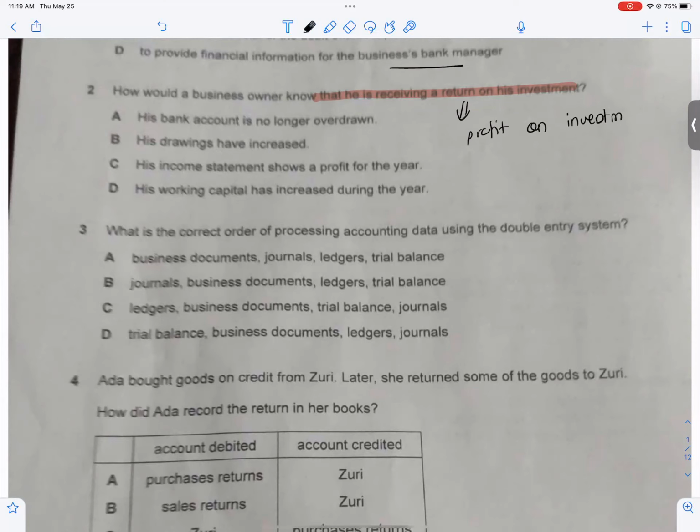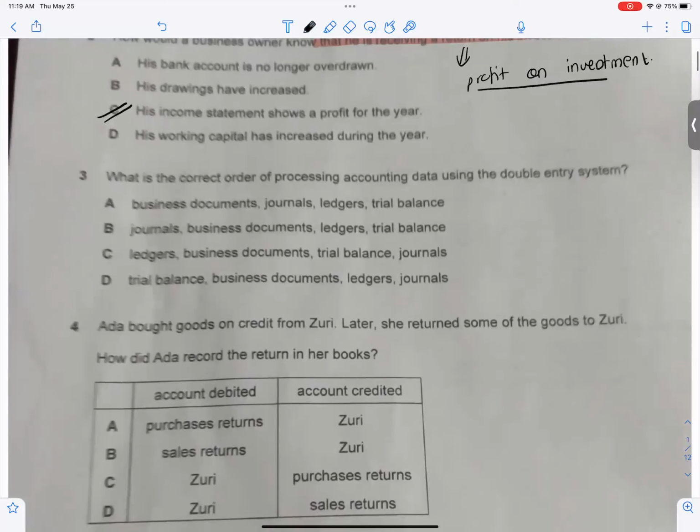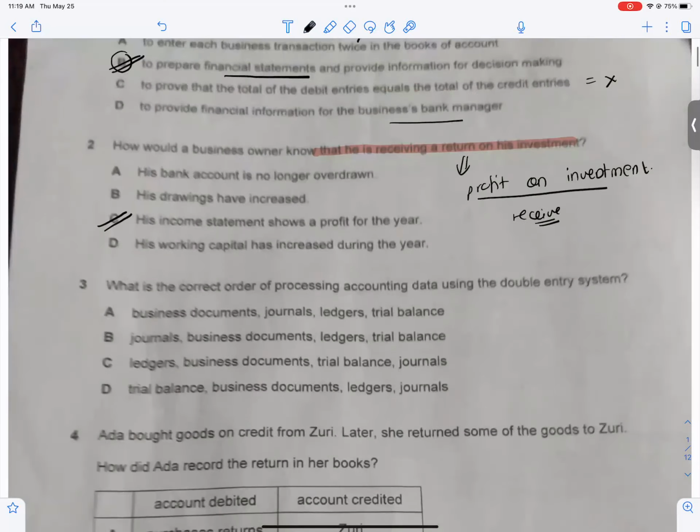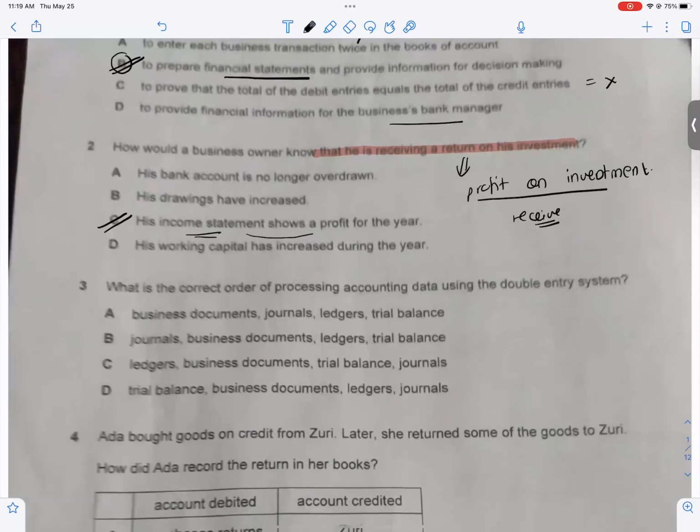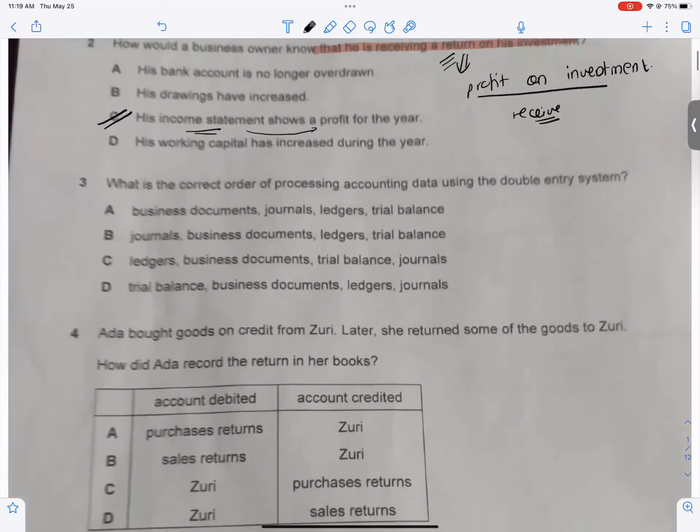So return on his investment means profit, right? So it's option number C. Return on investment means your profit on investment. It is not necessary that you receive the profit or not. It is what you are earning. So if your income statement is showing you profit for the year, that means there is a return on the amount that is invested.